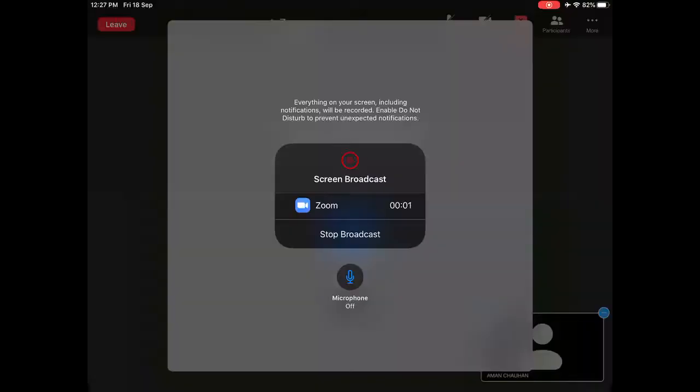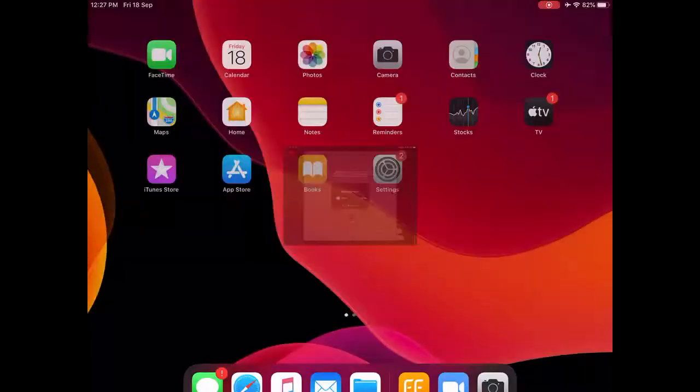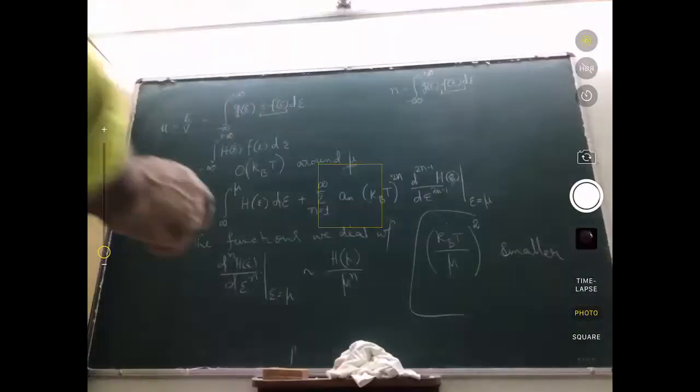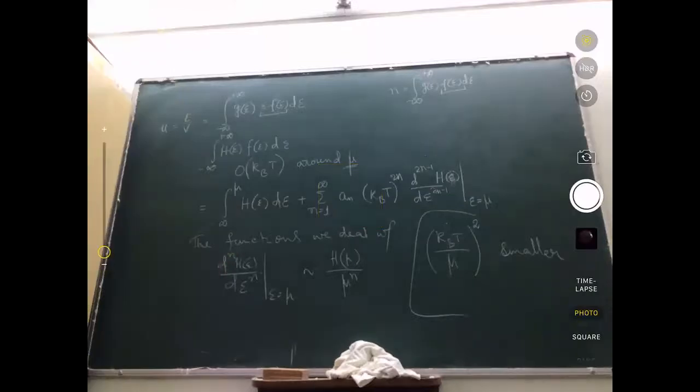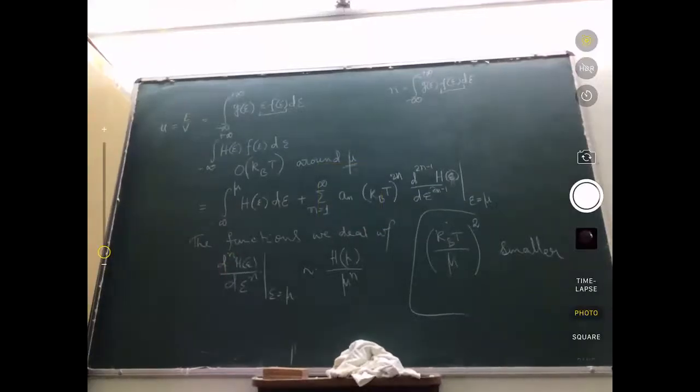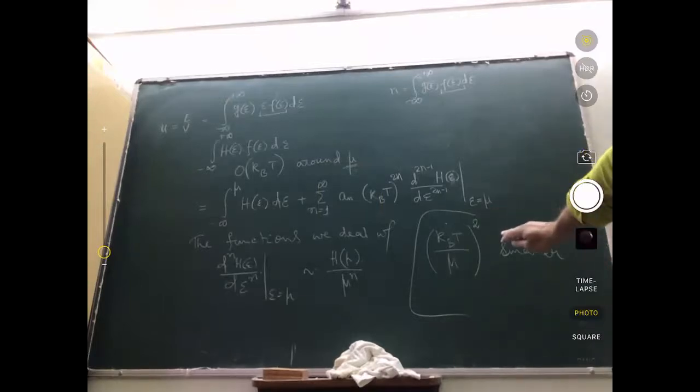So for kBT over mu, it should be like 10 to the power minus 2. T by TF, actually. Yeah, T by TF, exactly. So that's the right ratio, and we saw that TF was 10 to the 4, room temperature is 10 to the 2, so the ratio is 10 to the minus 2. So, you get my point, right? This is a really small number.